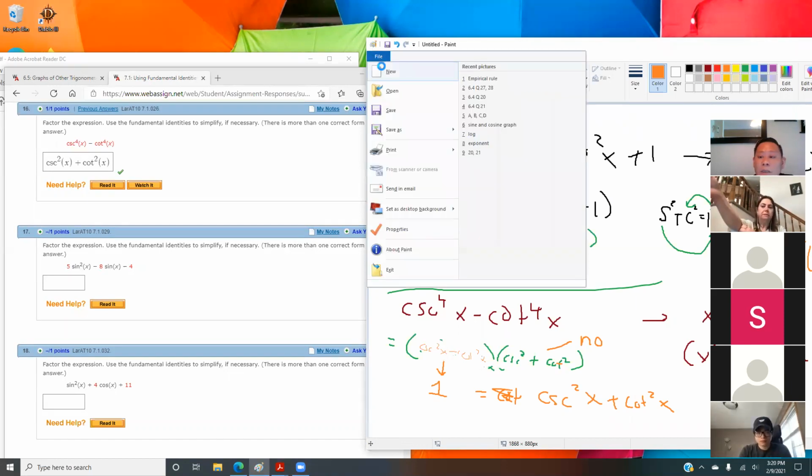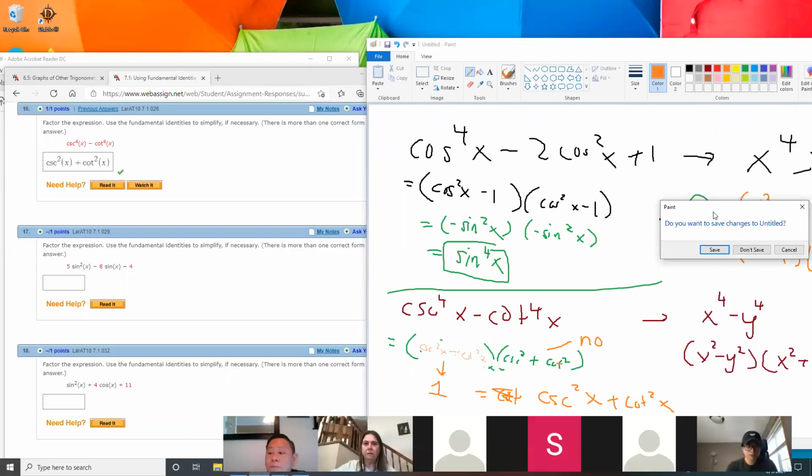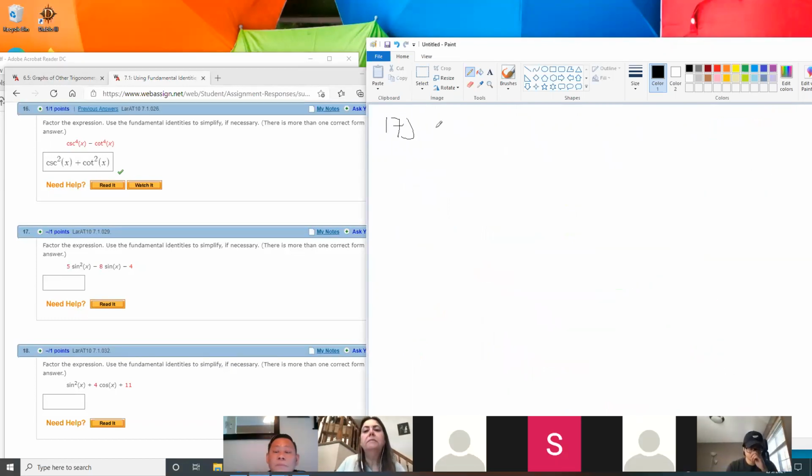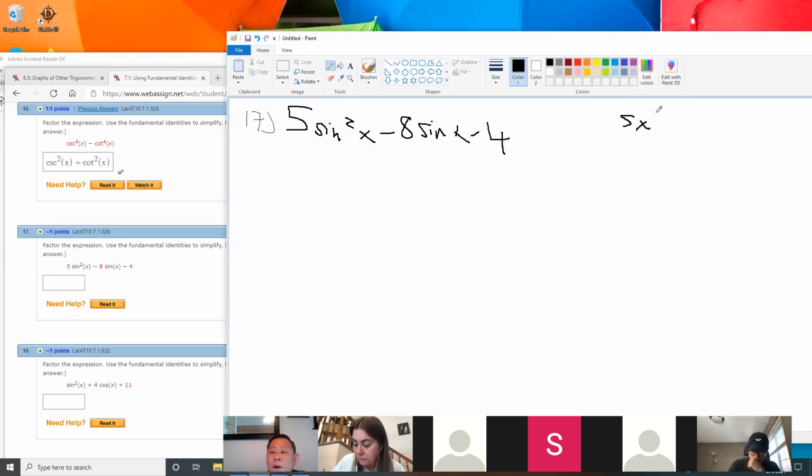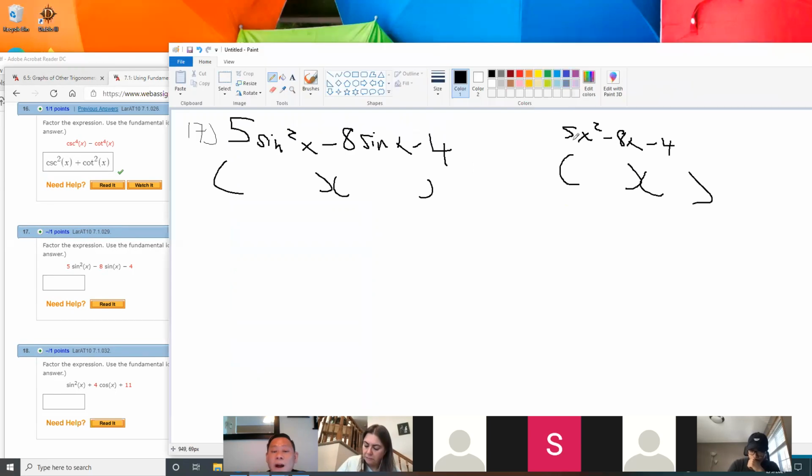Number 17. Do you guys know how to factor that fellow? Five sine square x minus 8 sine x minus 4. So this is the same thing as 5x squared minus 8x minus 4. If you know how to factor this one, you should know how to factor here. So anyone know how to factor 5x squared minus 8x minus 4?